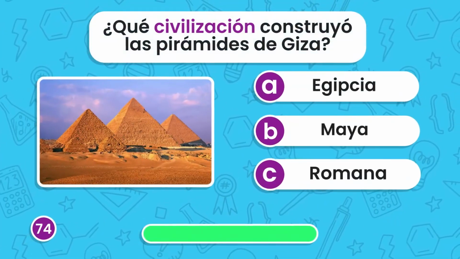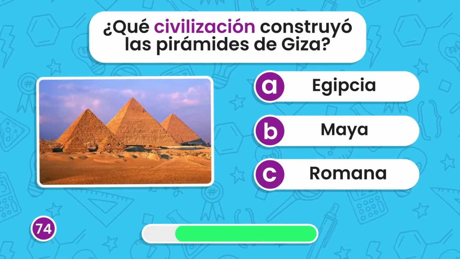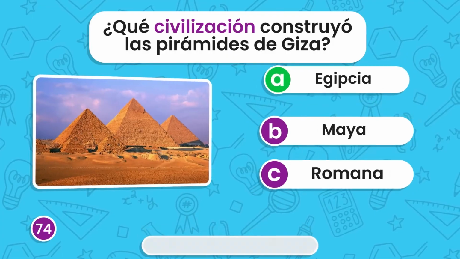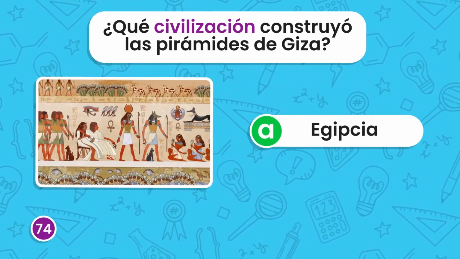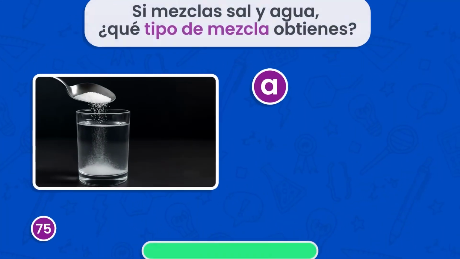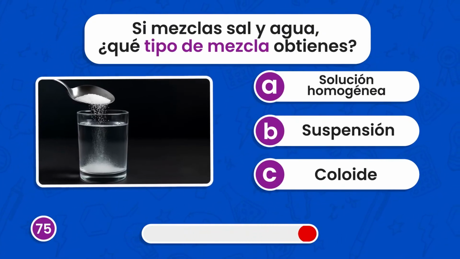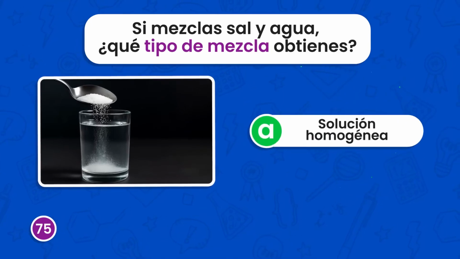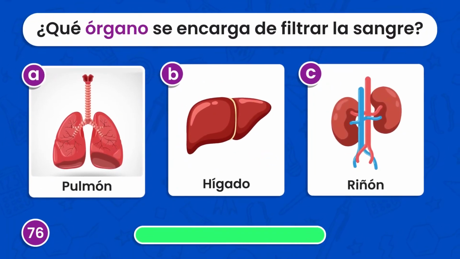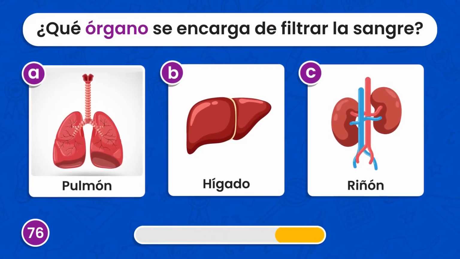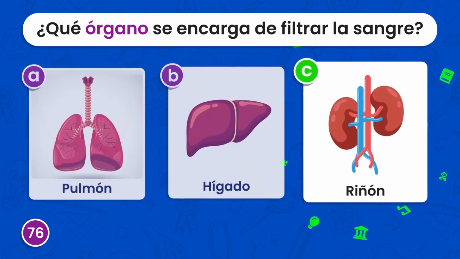What civilization built the pyramids of Giza? The Egyptian civilization. What type of mixture forms when you mix salt and water? A homogeneous solution. Which organ is responsible for filtering the blood? The kidney.